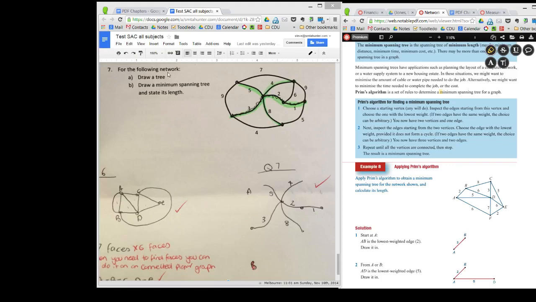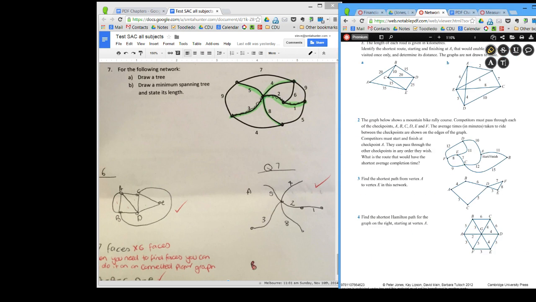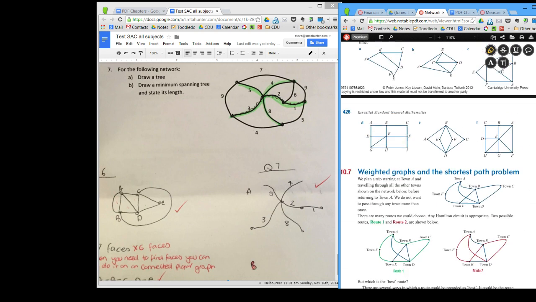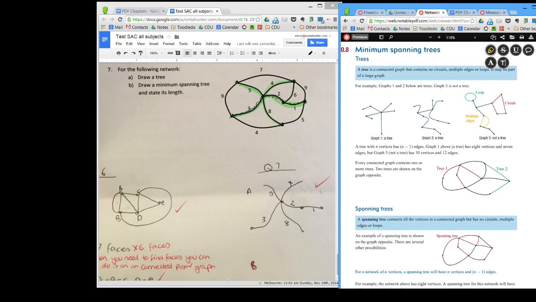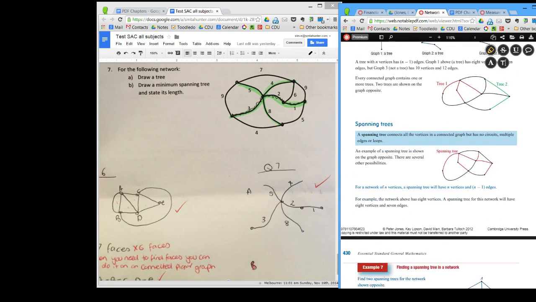Question 7 says, for the following network, draw a tree. Now, there actually are several ways you could draw a tree. The only rule, just scrolling back to find a section on trees, sorry, find it here, is that a tree connects all the vertices, all the dots in a connected graph, but no circuits, multiple edges, or loops. So there's actually more than one that you could draw. So yeah, you might have an answer, the teacher might have a different one. Basically, as long as you follow that rule about connecting all the vertices, then you'll have a tree.